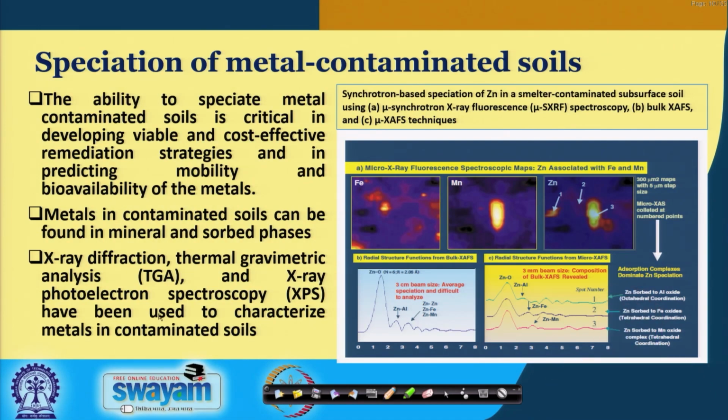So, this is the last slide, that is called the speciation of metal contaminated soil. The ability to speciate metal contaminated soil is critical in developing viable and cost effective remediation strategies and in predicting mobility and bioavailability of the metals. Now, remember that metals in contaminated soils can be found in mineral and salt phases, and generally we use different types of advanced techniques like X-ray diffraction, thermogravimetric analysis or TGA, and X-ray photoelectron spectroscopy or XPS to characterize these metals in the contaminated soil, which is very important.